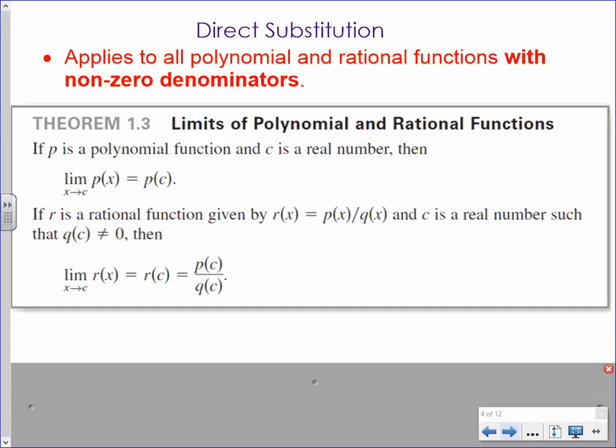To summarize, if you have a polynomial or a rational limit, whatever value you are approaching, plug that value in to evaluate your limit. That gives you the y value. That is what we are approaching. We don't have to graph it to figure it out. We can just find that y coordinate with substitution.